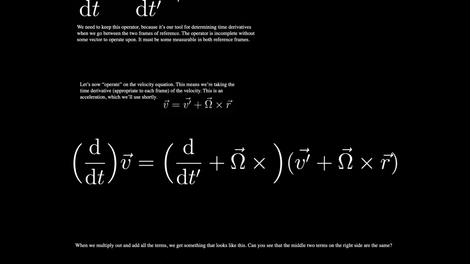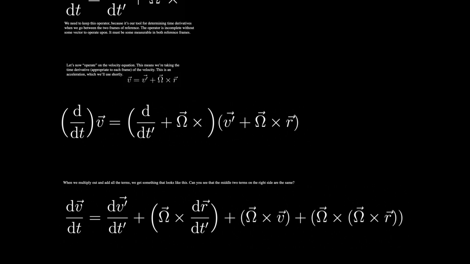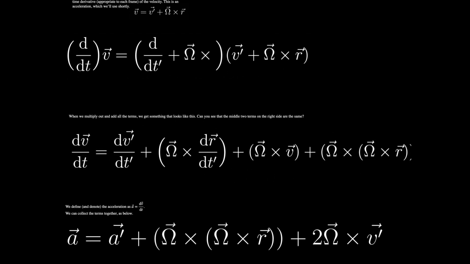All right, so now let's multiply out the right-hand side and collect the terms, and we see something that looks like the last equation there. So the first thing is the change in velocity in the rotating frame with respect to the time measured in the rotating reference frame. That's easy enough. And then we have omega cross dr/dt and omega cross v, and then omega cross omega cross r, which is kind of funky. But if you look closely, the middle two terms are the same thing. So we can collect them.